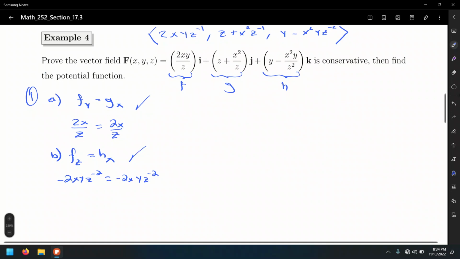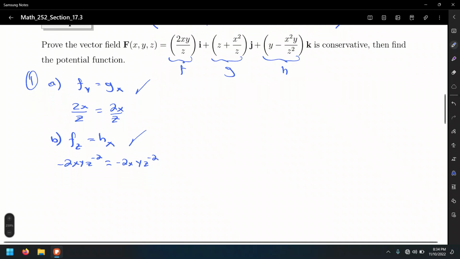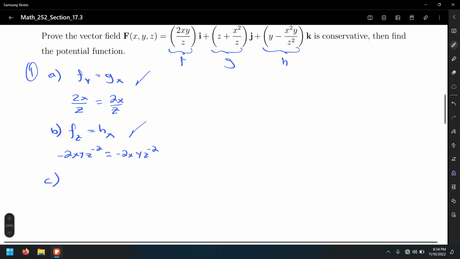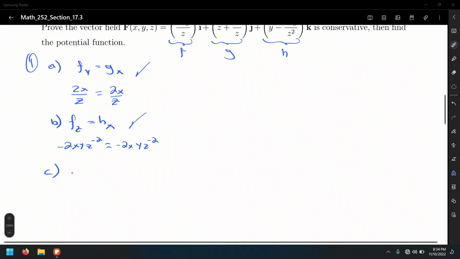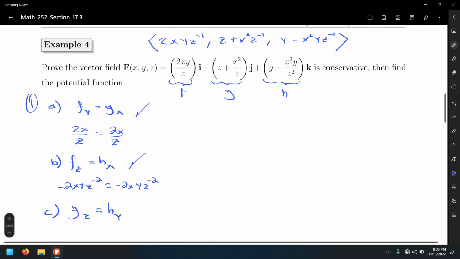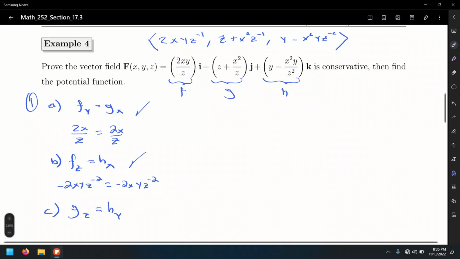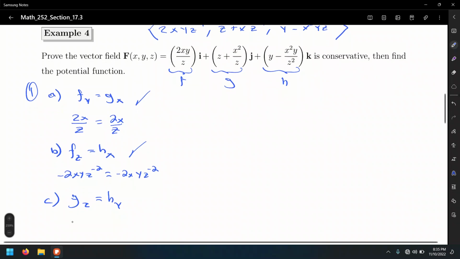Let's do this a third time. I know it's a long process, but we want to make sure that the 3 conditions are satisfied so we can find a potential function. So the third condition is that the partial of g with respect to z equals the partial of h with respect to y. Alright, so let's go have a look at the function g and differentiate it with respect to z.